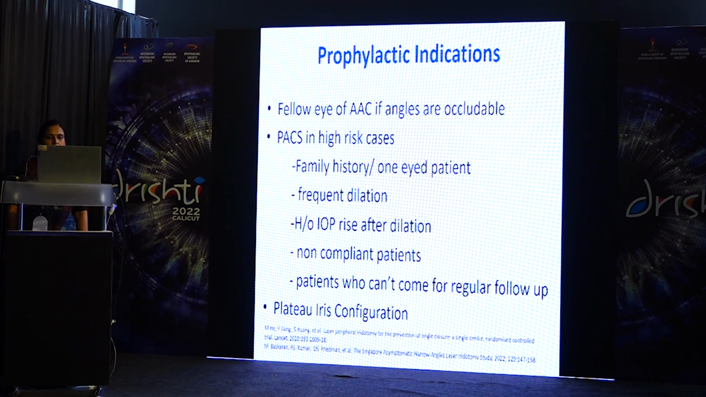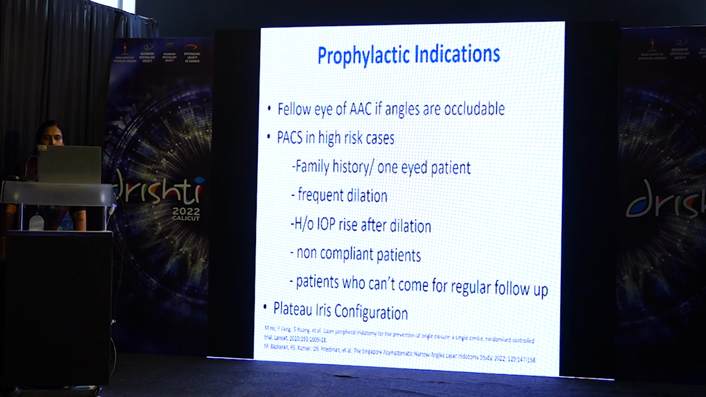The prophylactic indications are: you have to do laser PI in the fellow eye of acute angle closure if the angles are occludable, because there is a 50% chance of progression to acute angle closure within a 5-year period, as evident from the studies. Shall we do laser PI in all cases of primary angle closure suspect? No. Only in high-risk cases of primary angle closure suspect. Like if there is a family history, or if the patient is one-eyed, or requires frequent dilation for retinal evaluation, or if there is a history of rise in IOP after dilation, and in case of non-compliant patients and patients who cannot come for regular follow-up.